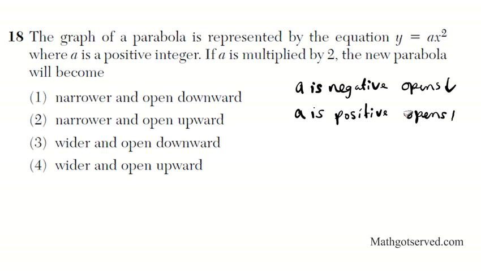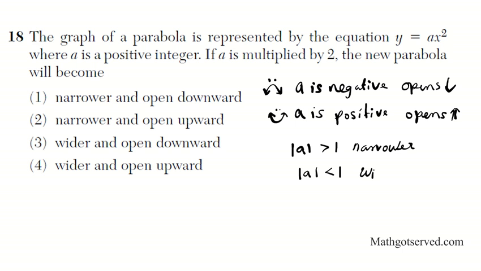Think about it. When it's negative, think about sadness. Negative people are always sad, so have a sad face, opening down. When it's positive, positive people, most of the time, are always happy, smiling all over the place. So positive opens up. Don't forget that. Now, if the absolute value of a is greater than 1, it's going to be narrower. And if the absolute value of a is less than 1, it's going to make the parabola wider.